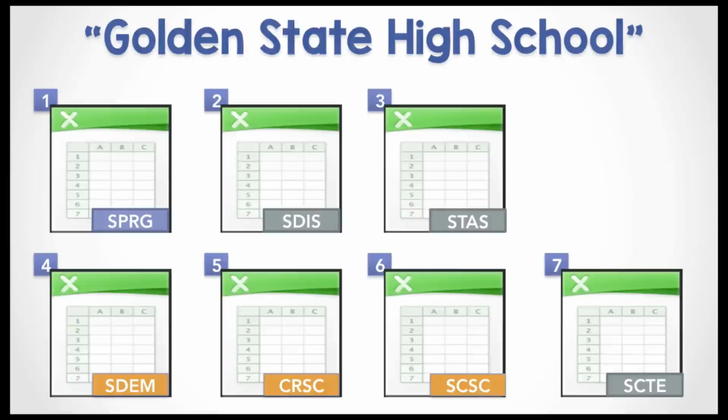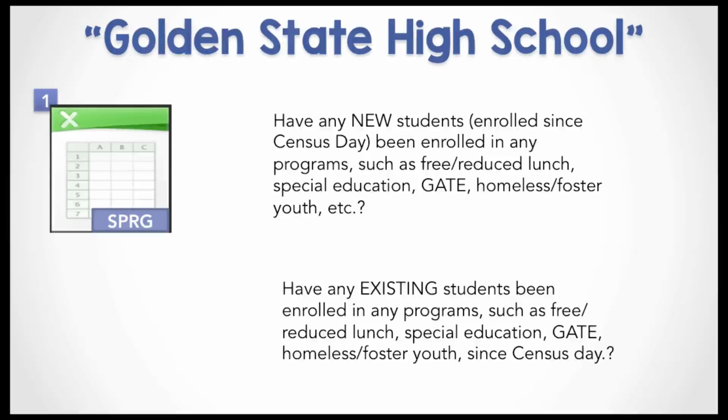So again, back to these 7 files. So here's my fictitious Golden State High School. Golden State High School is going to have to do all 7 of these files because they're 9 through 12. So they're going to start with the SPRG file.